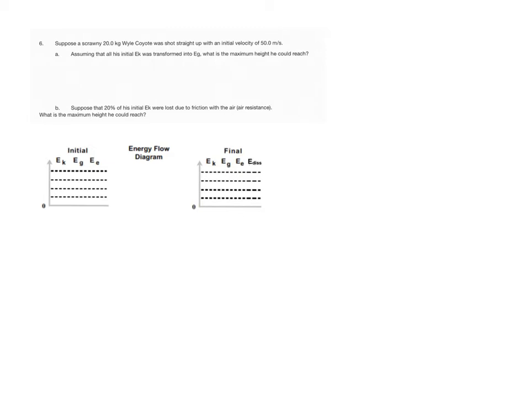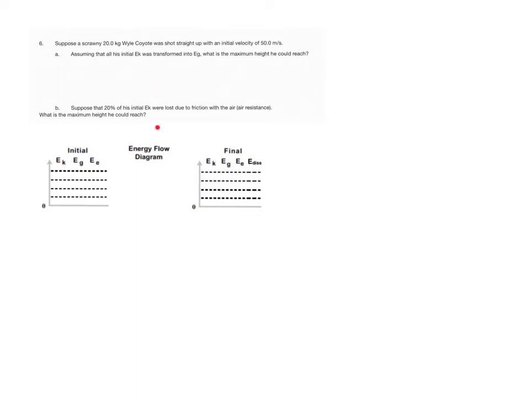In this question that we tried last night, you had Wile E. Coyote from an old cartoon, if you remember it or have seen it, who was shot straight up in the air with an initial velocity of 50 meters per second. So we solved the problem assuming that all of the kinetic energy was transformed into gravitational energy, and at his maximum height, he had zero kinetic energy and had stopped for an instant in time.